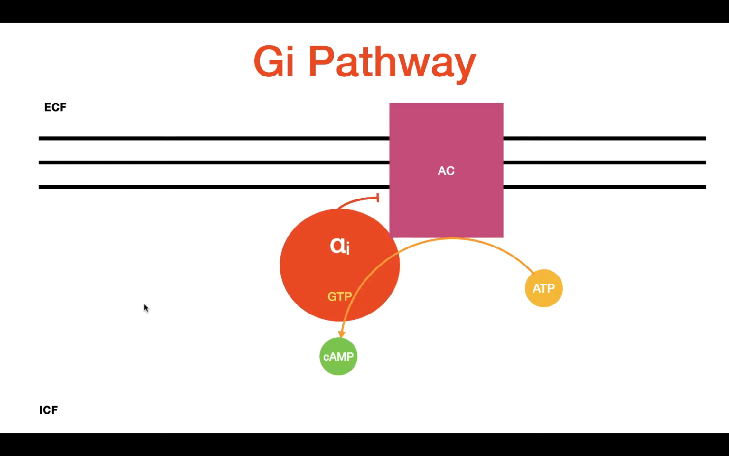This will cause a decrease in the conversion of ATP into cyclic AMP, which will decrease the level of cyclic AMP, which will therefore lead to decreased PKA activation, which will then lead to certain effects. So the GI pathway is basically the antagonist to the alpha stimulatory pathway.